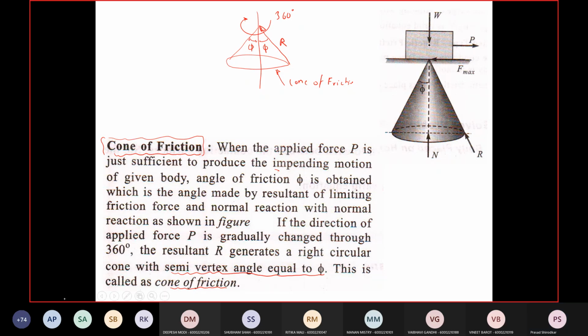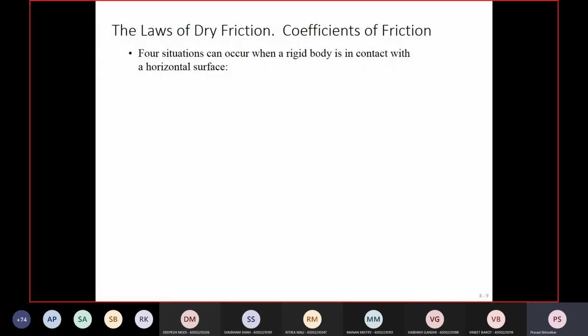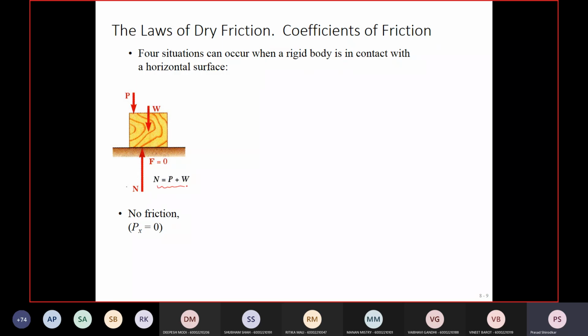Right. So this was just a brief recap of all the three terms. Now let's try to understand this term of impending motion. What do you understand by the term impending motion? That is very important. So let's consider these four cases. In the first case, there is this force P, and force P is parallel to weight W. So the normal reaction will be simply the addition of applied force P and W. And in this case, there is no friction.